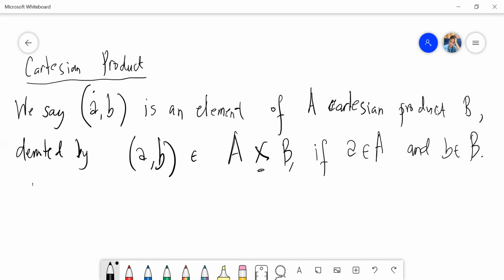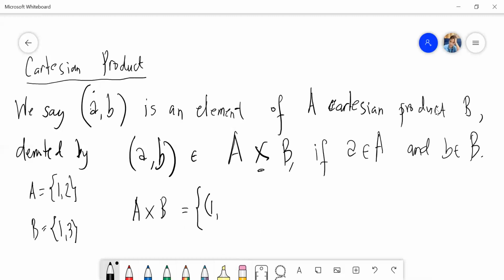So given an example, I'll just make it a smaller set here. You can make it big if you want to. Let's say A is 1, 2. B is 1 and 3. So A cross B is the ordered pairs. I'll take one element from A, so that's 1, and I'll pair it with an element in B, so that's 1. Another is 1 and 3. And you have 2, 1, and you have 2, 3.